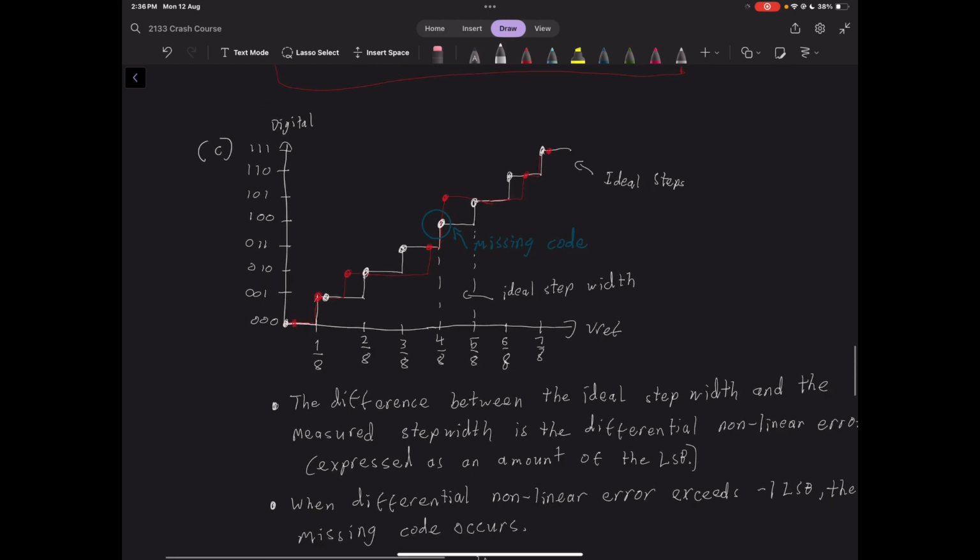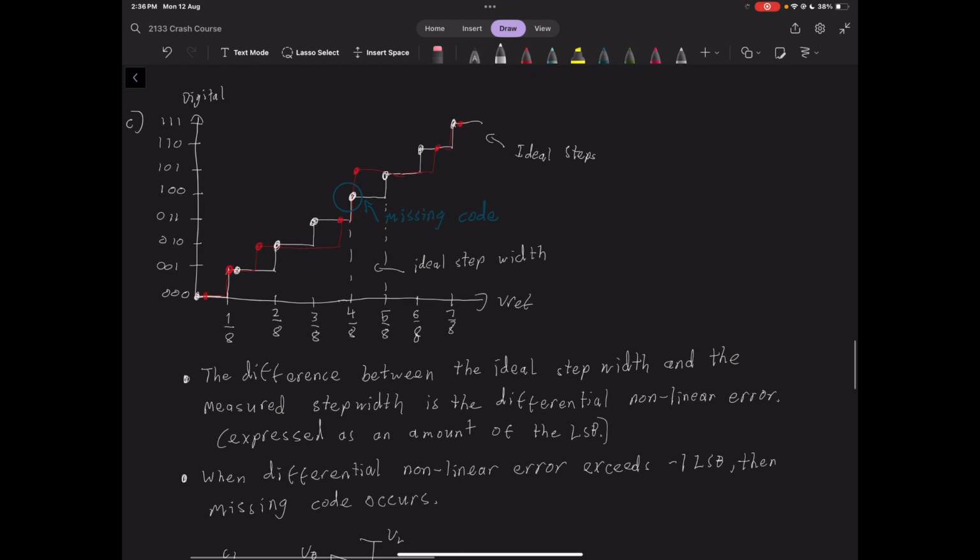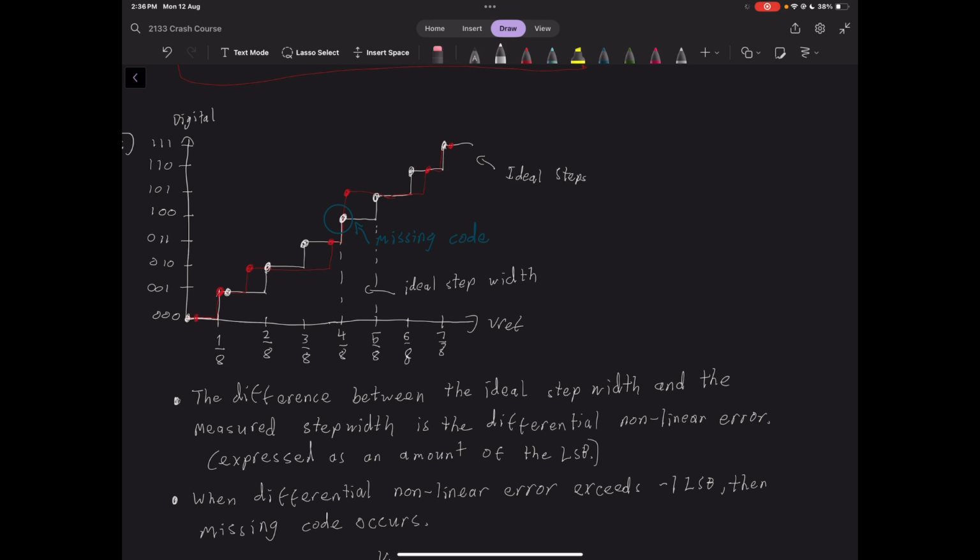What differential nonlinearity error is, it's the difference between the ideal step width, which is these gaps here, and the measured step width, which is in red. Ideally, we'd like our converter to behave as it does in the white steps, but due to manufacturing errors, heat, and many other causes, you can get the curve being non-ideal. You would look at this step width and this step width here, and subtract them, and that would be your differential nonlinear error.